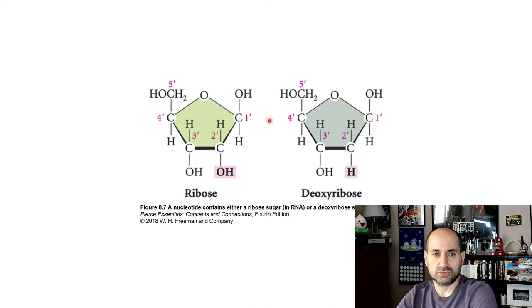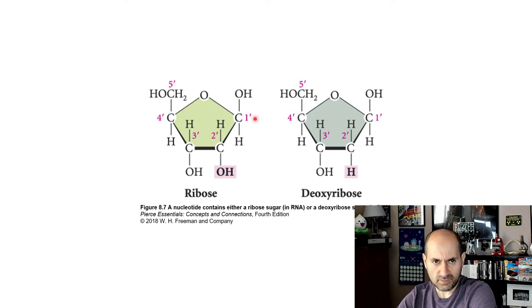And by the way, you need to remember this system of numbering the carbons in this pentose. Pentose means it has five carbons. This is the anomeric carbon, the first carbon. Carbon 1, 2, 3, 4, 5. And you see this little apostrophe by the 1?